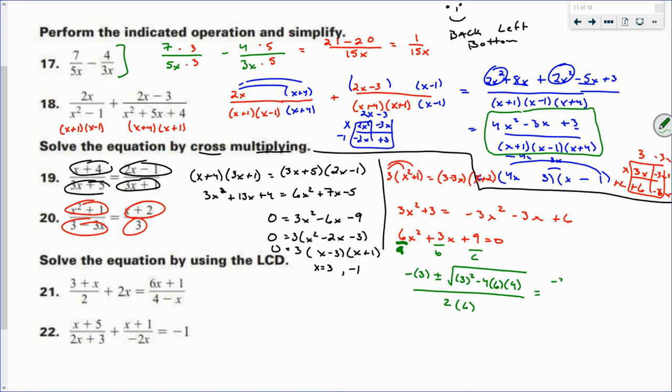Simplify some of this. Negative 3 plus or minus the square root of 3 squared. Now here's my commitment to you. We will not be messing with imaginary numbers on this test or in this section. So the moment I see a negative discriminant, what we're just going to write is there's no real solutions.